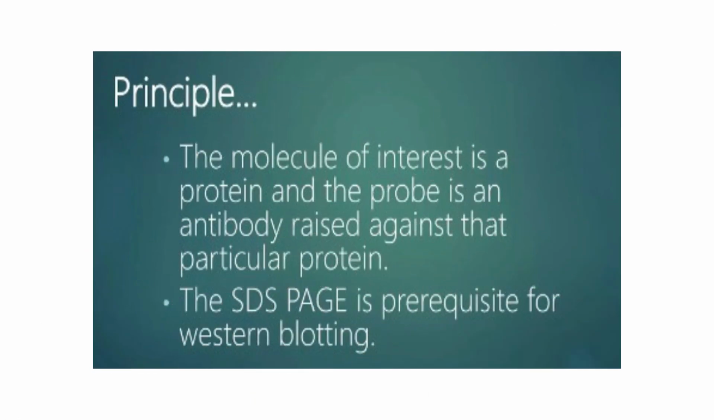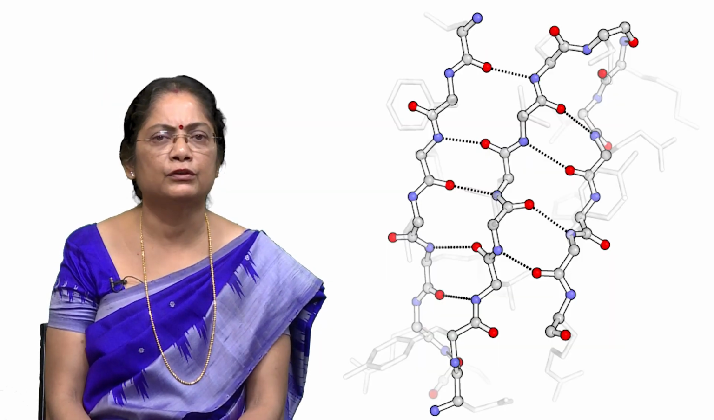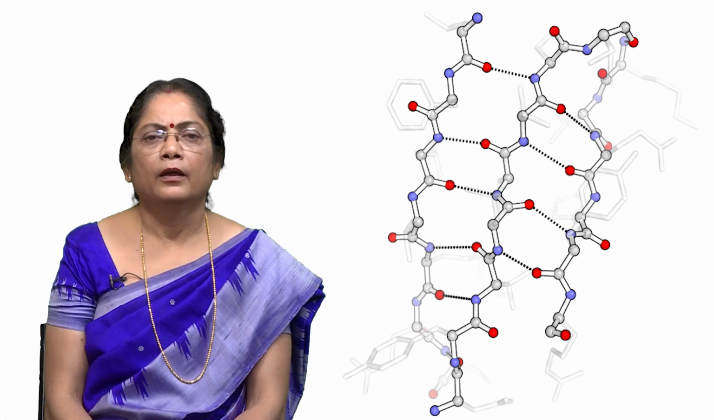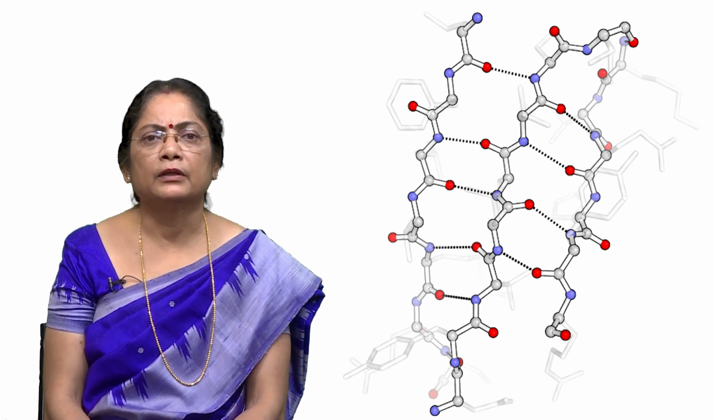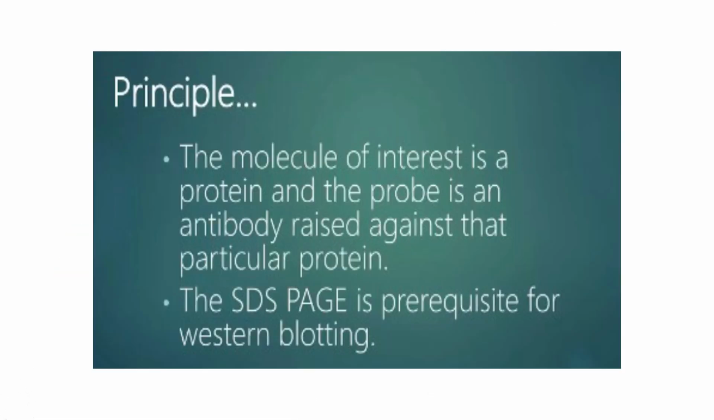The molecule of interest is a protein, and the probe is an antibody. Because the molecule is a protein, we can raise an antibody against that particular protein. So the probe is an antibody which has been raised against the particular protein which we want to detect. Now, what are the prerequisites? SDS-PAGE is a prerequisite for Western blotting.